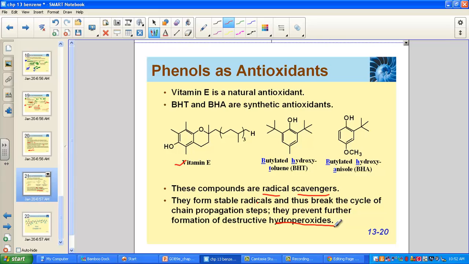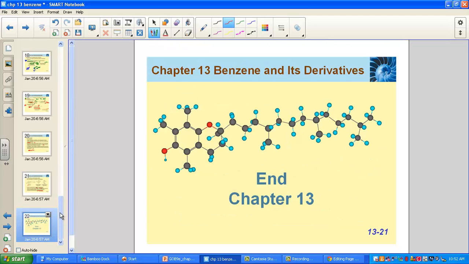Unfortunately, vitamin E is removed in the processing of many foods and food products. And to make up for their loss, phenols such as BHT and BHA, as we're looking at their structures here on the slide, they're usually put into food as food additives to help retard spoilage. So again, we're looking at a way of processing food to prevent it from spoiling, but also kind of taking out the natural vitamin E that occurs through the process of cooking. This ends the chapter on benzene and its derivatives.